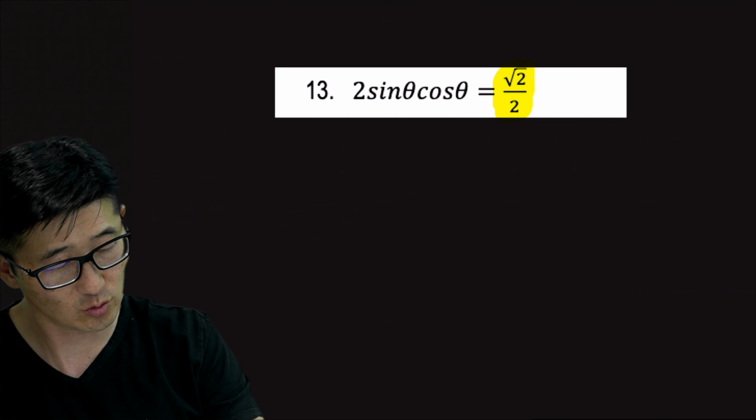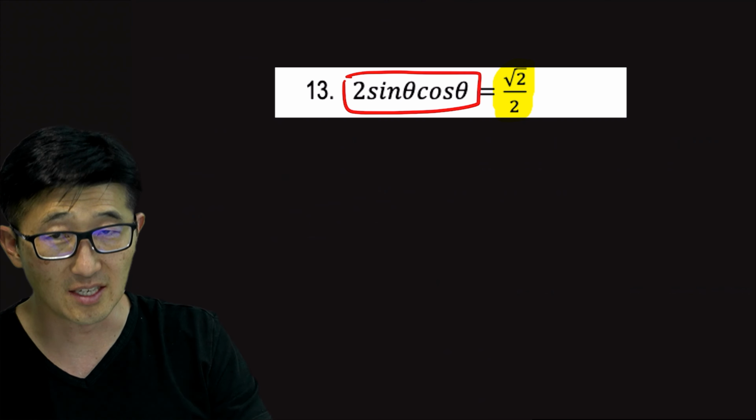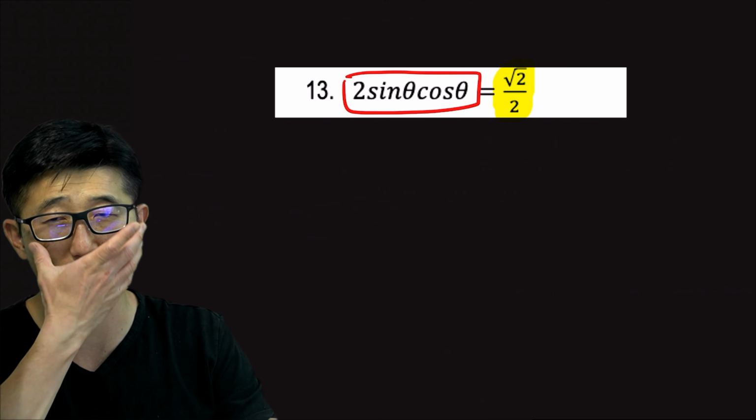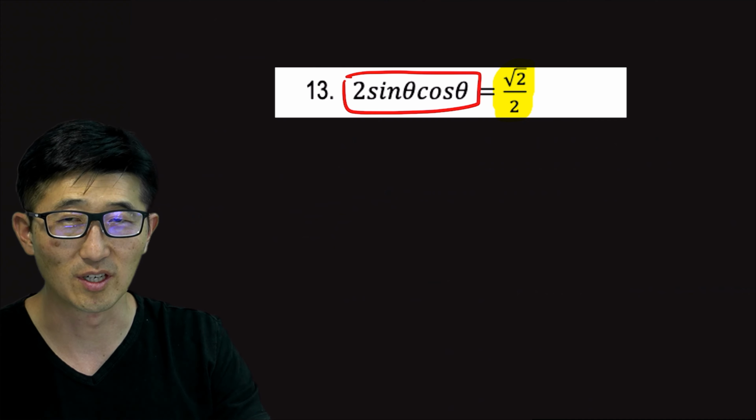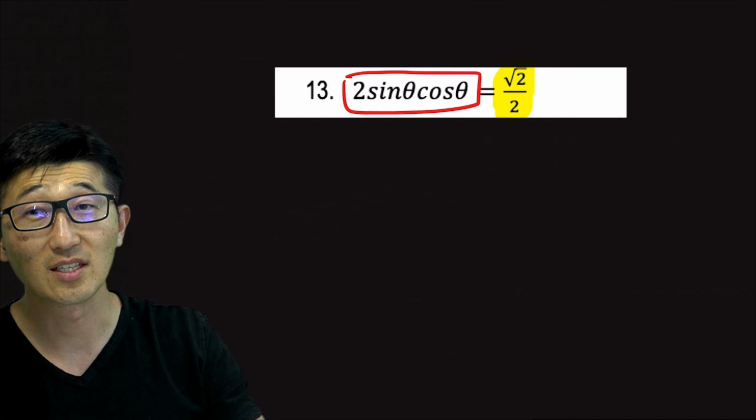Once it appears on the chart, then you have to ask, do I have to do something with this? Do you notice that this is a double angle for something? Which one? Find it. Oh, I just gave it to you. Sine 2 theta.